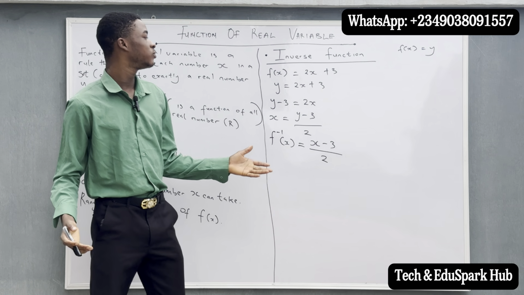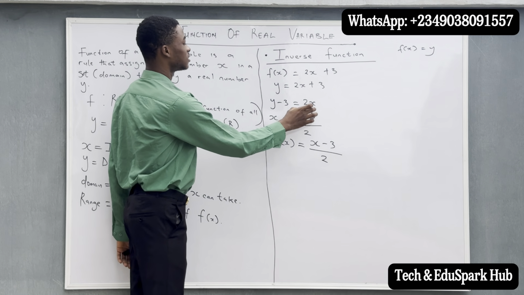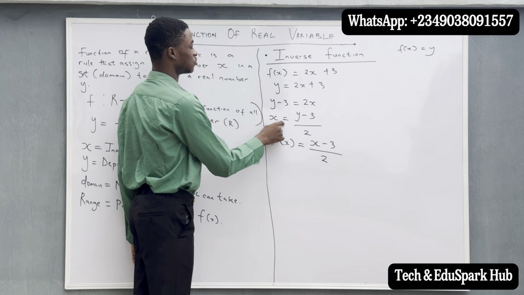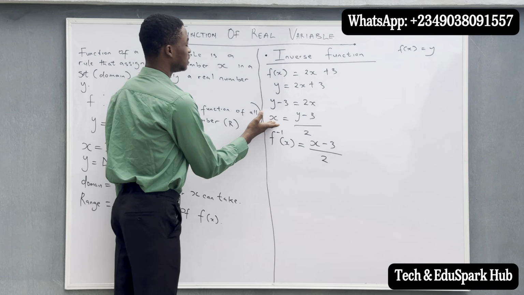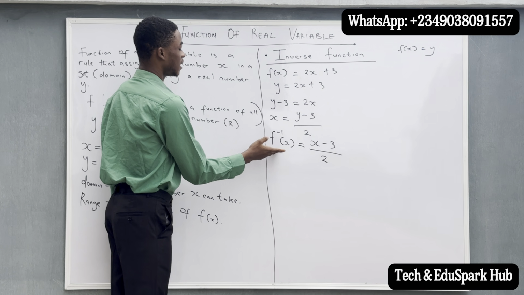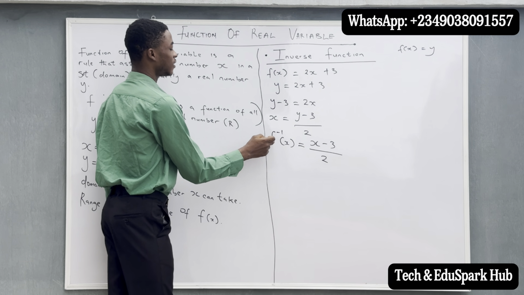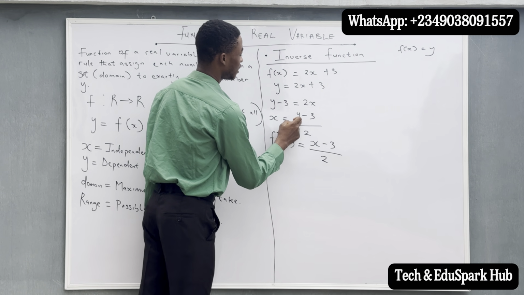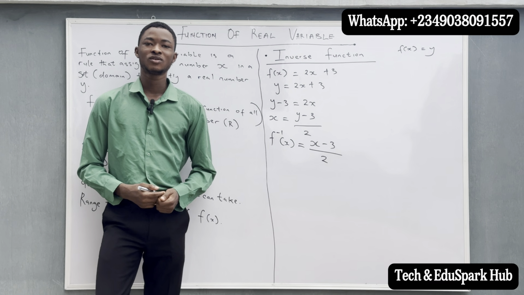So it is as simple as changing the function of x to y first. After that, you make x the subject of the formula, in which we have x equals y minus 3 divided by 2. Once you have done that, change this x to F inverse of x, and change this y to x. So we have F inverse of x equals x minus 3 divided by 2, and that is our final answer to a question of this type.